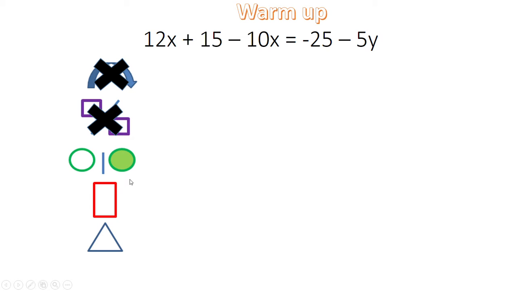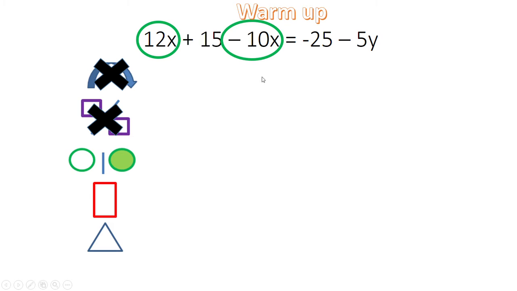The next shape stands for circles, which we circle our like terms. We do have like terms in this problem. Our like terms in this problem are the 12x and the minus 10x. And if you notice, they're both on the same side of the equal sign. Our equal sign's right here, and they're both on the left-hand side of the equal sign.